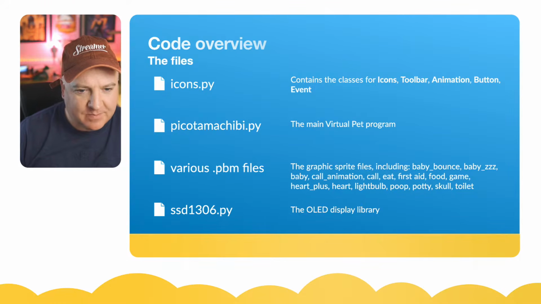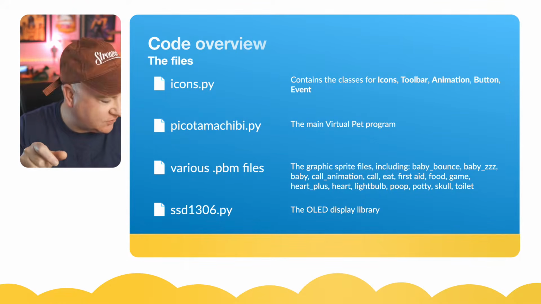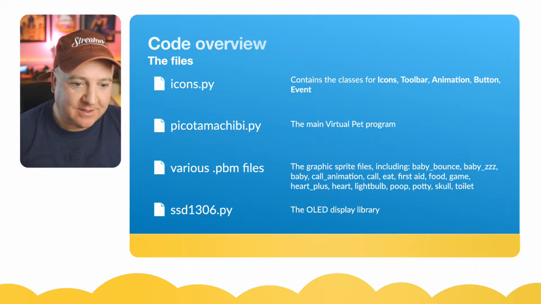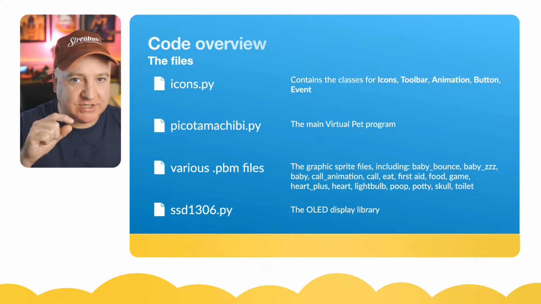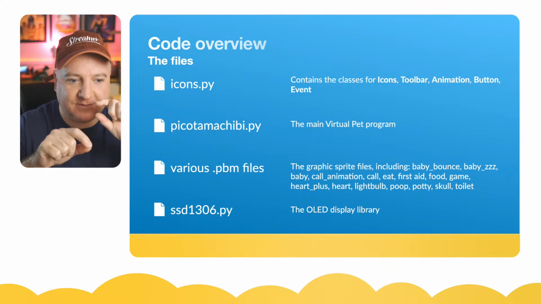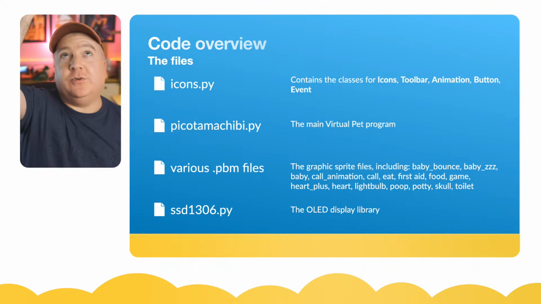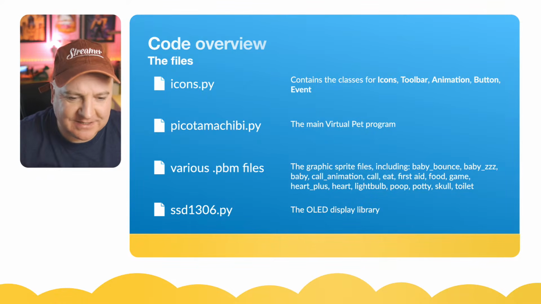So we've got one for the baby bouncing, so that animation of him sort of on screen just bouncing about. There is one for him sleeping, which he's currently doing now. There is one which is just a still of the baby. There's a call animation, which is that happy face, sad face, flicking between the two. There's one where he eats, where the donut comes down. That was probably the most complicated one to do.